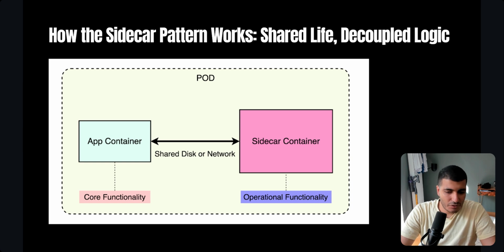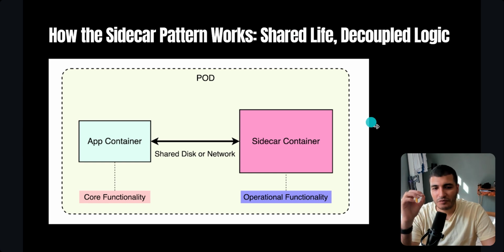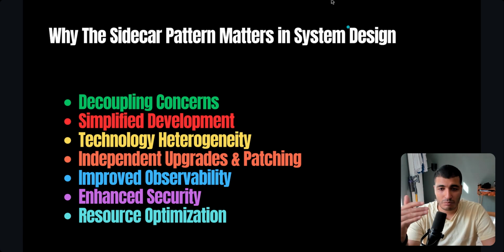Okay, why does the sidecar pattern matter in system design? There are several reasons. We will talk about seven of them today. The first thing is decoupling concerns. It cleanly separates infrastructure concerns like logging, monitoring, security, and networking from your core business logic. Your microservice can focus on what it does while the sidecar handles how it integrates within the platform.